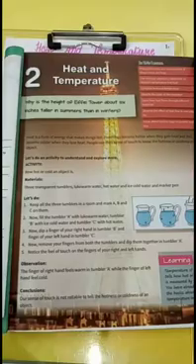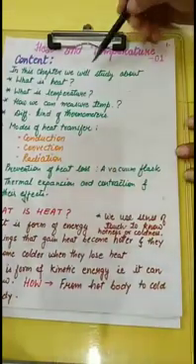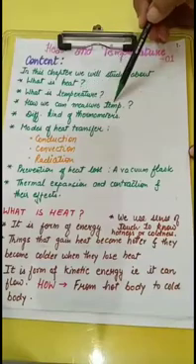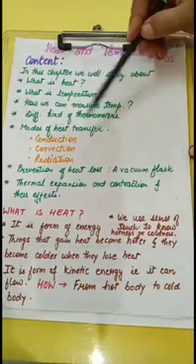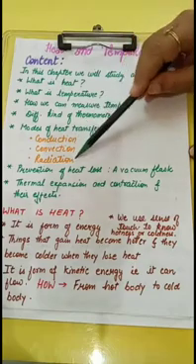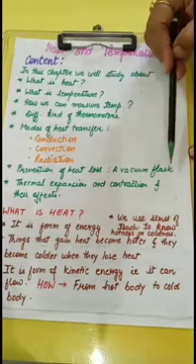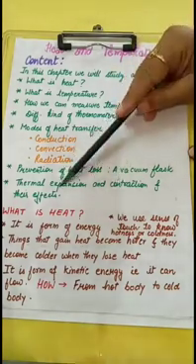Students, we are going to start with the new chapter, heat and temperature. What we are going to study in this chapter is what is heat, what is temperature, how we can measure temperature, different kinds of thermometers, modes of heat transfer: conduction, convection and radiation, then prevention of heat loss, that is, using a vacuum flask, thermal expansion and contraction and their effects.